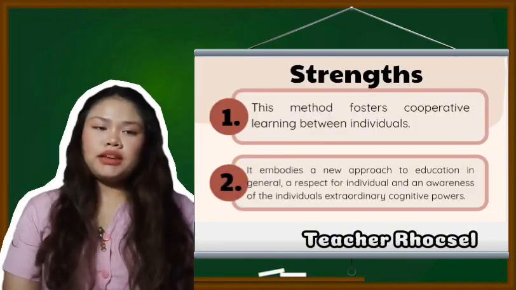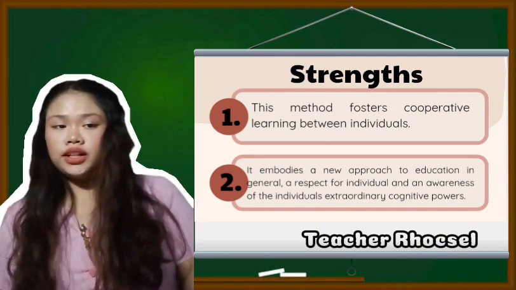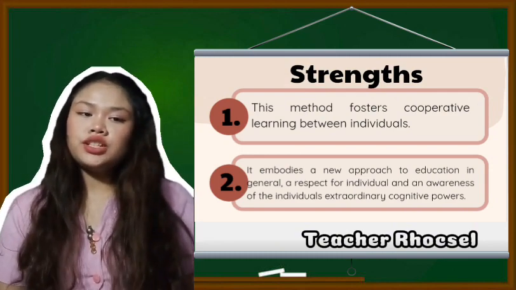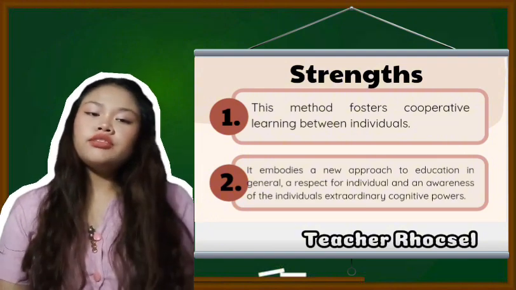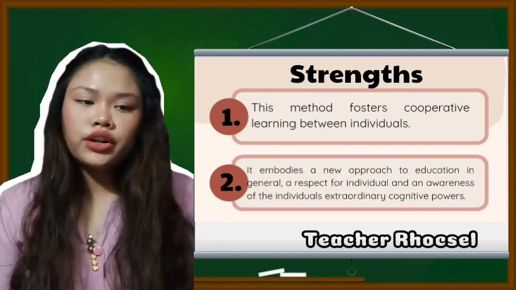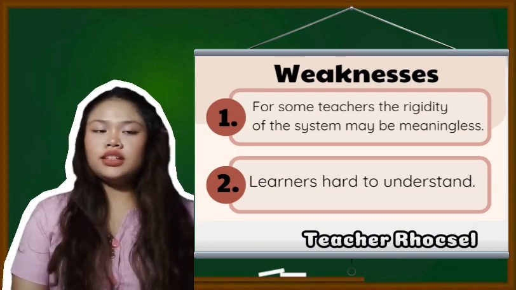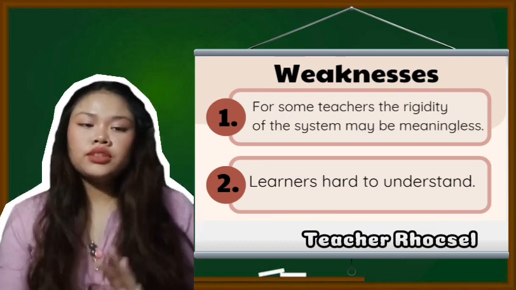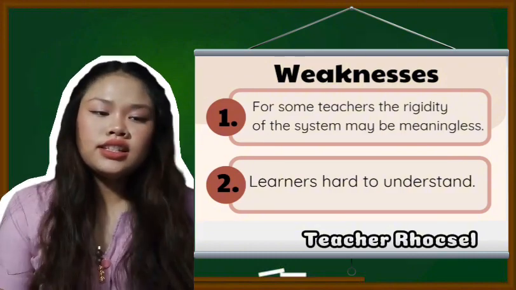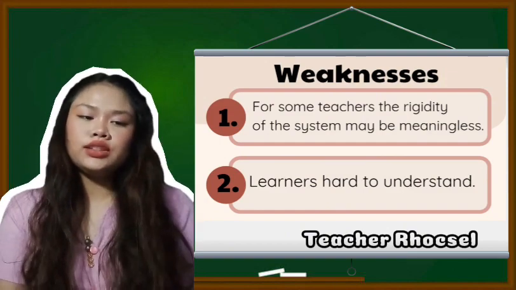Strengths of the Silent Way method. First, this method fosters cooperative learning between individuals. Second, it embodies a new approach to education in general, a respect for the individual and an awareness of the individual's extraordinary cognitive powers. The weaknesses of the Silent Way method: for some teachers, the rigidity of the system may be meaningless. And second, learners have to understand.